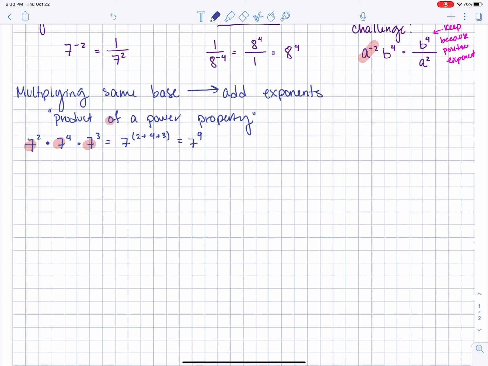And this works with letters too. Or sorry, I should say variables. So we could have a to the power of 8 times a to the power of -3 times a to the 5th. So same bases, a and a. We're going to keep the base that we have, and then we're going to add our exponents. So 8 plus -3 plus 5. 8 plus -3 is 5, plus 5 is 10. So this equals a to the power of 10.